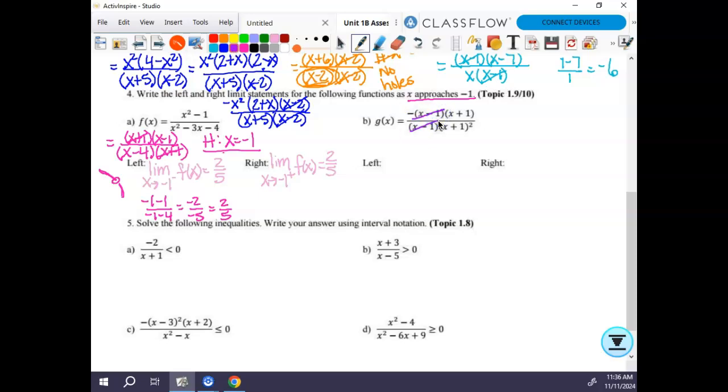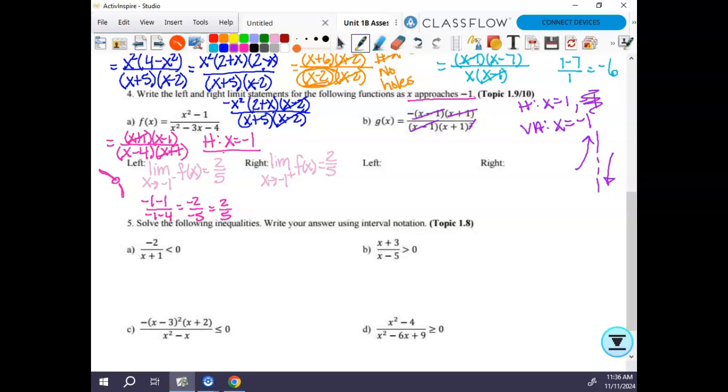I got a hole there at x equals 1. So hole at x equals 1. Looks like I have a hole at negative 1. However, this also says I have a vertical asymptote at x equals negative 1. So that wins out. Since I have a vertical asymptote, I need to know, am I going positive or negative, or like what's happening there?